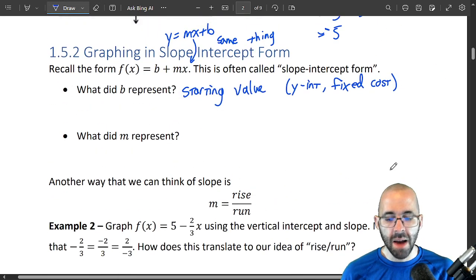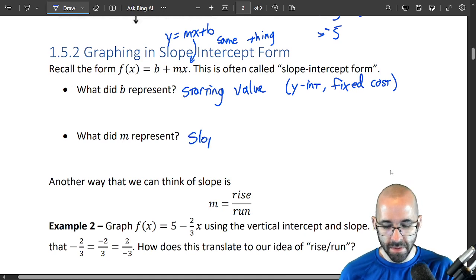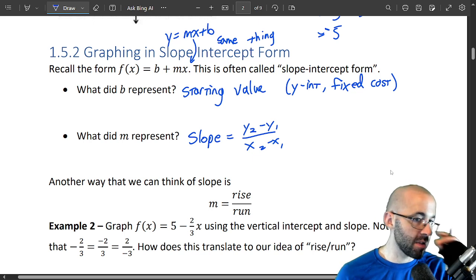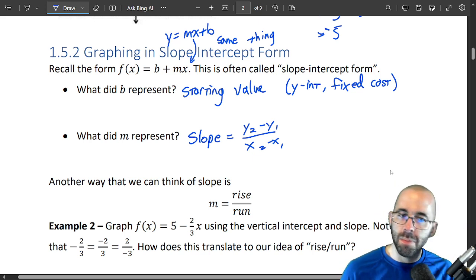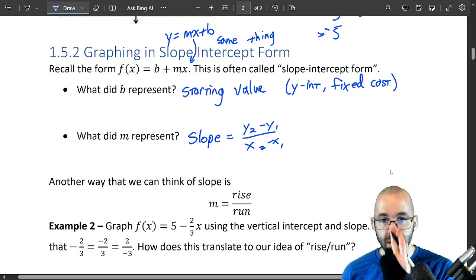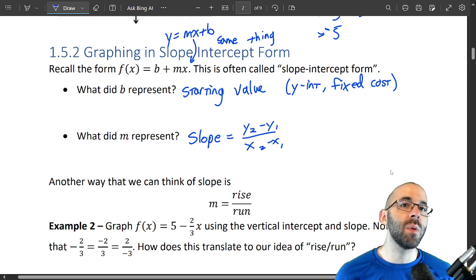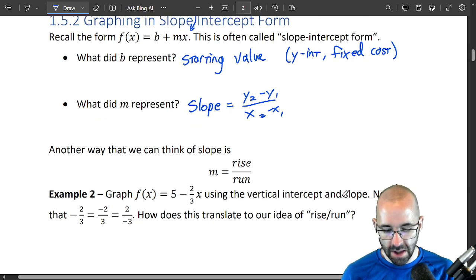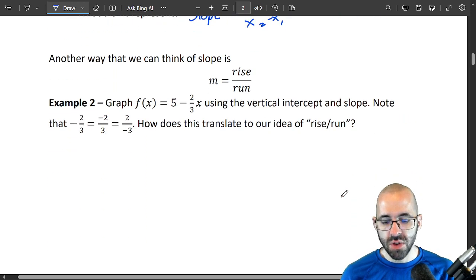Then the question is, what did m represent? It was the slope. And the slope, we talked about, is y2 minus y1 over x2 minus x1. We talked about how slope is the change in output over the change in input, or delta y over delta x. There are a lot of ways that we can think about slope. Another way is rise over run. Let's show what I mean by that.